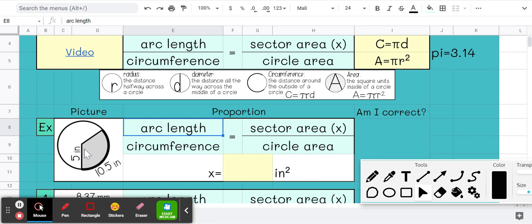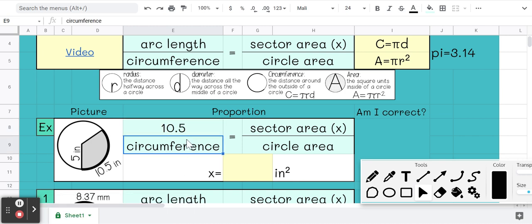So for this example one, the arc length is this curved line here, and it's 10.5. Then the circumference, the distance around the circle, is pi times diameter. Diameter is all the way across the circle, so 5 plus 5 more is 10. So we're going to do 3.14 times 10. And we get 31.4.